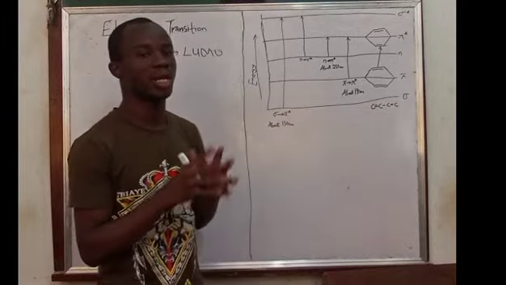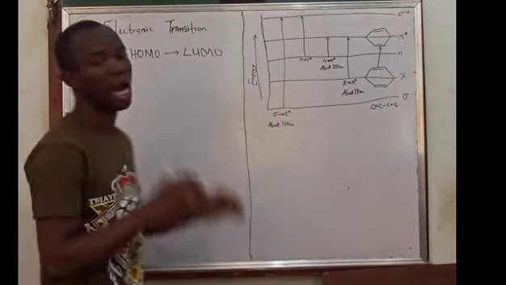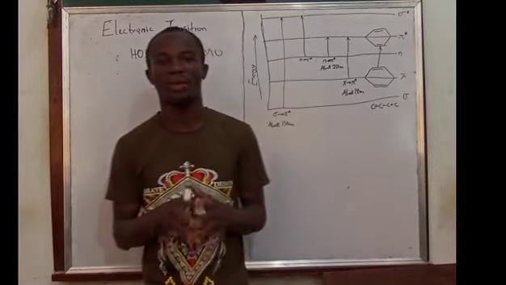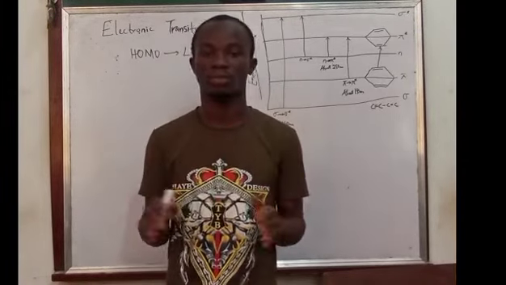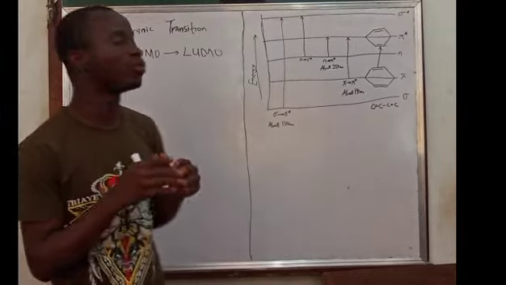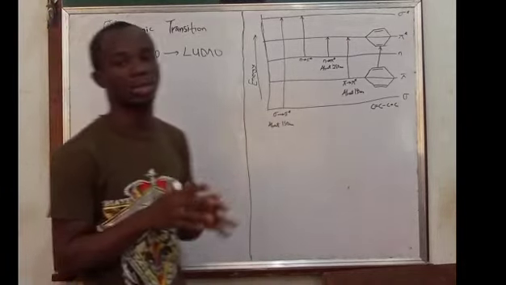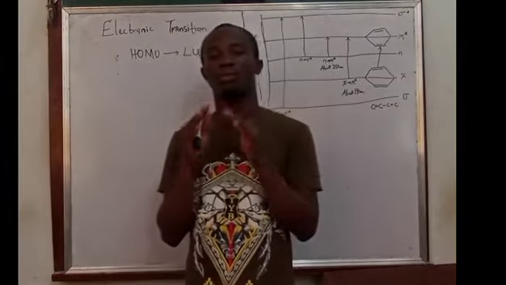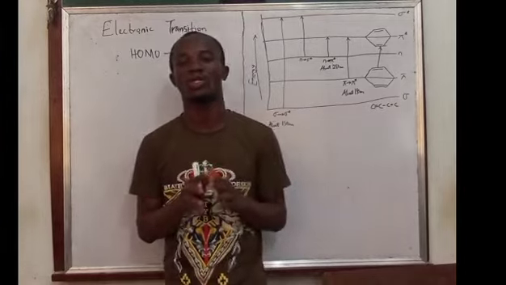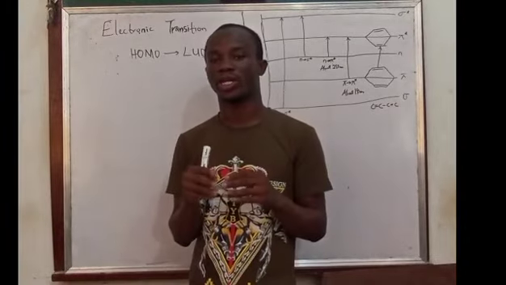But like I have said, an electron can always move from the highest occupied molecular orbital, whether it is pi, whether it is sigma, or even if it is a non-bonding molecular orbital. So the electron moves from the highest occupied molecular orbital to the lowest unoccupied molecular orbital. And like I said, transition of an electron occurs when there is absorption of energy.